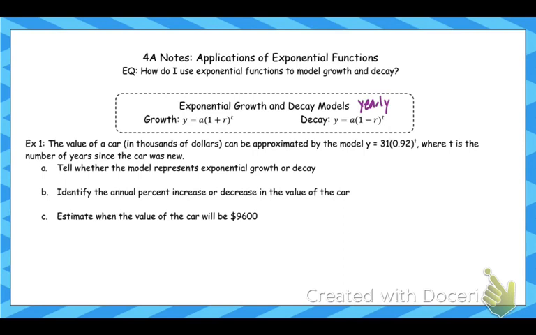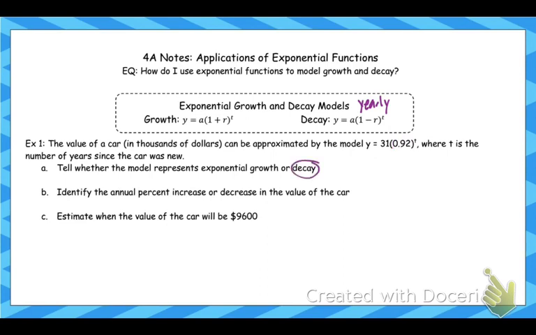All right, so looking at this first one, it says the value of a car in thousands of dollars can be approximated by the model given. It says t is the number of years since the car was new. So the first thing we determine is whether or not this is showing growth or decay. Well, let's look at our base. Our base is less than 1, so this is showing decay.